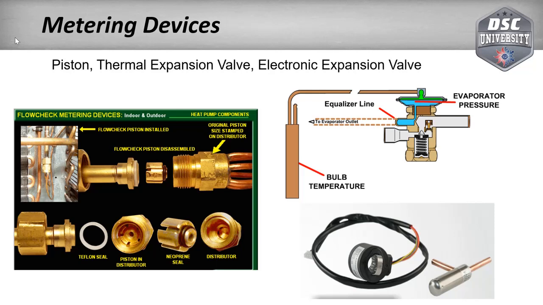But with the electronic expansion valve, it actually has the capacity to control the size of that opening in 500 steps. So from fully open to closed, there's 500 increments that it can go through. So it gives you extremely precise metering of the refrigerant into the coil.